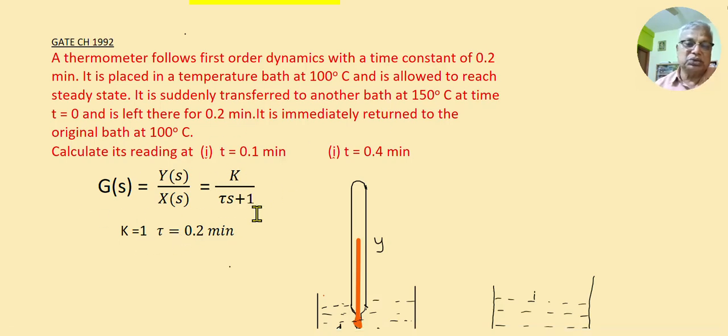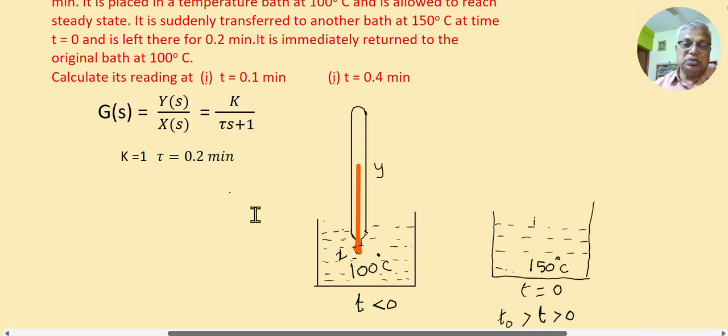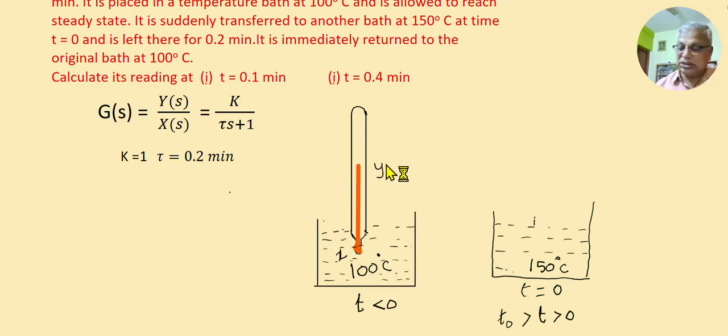So this is a thermometer, first order transfer function, where K is 1 and the time constant tau is given as 0.2. Now there are two temperature baths. Initially the thermometer is in the bath at 100 degrees Celsius. It has been kept there for a long time so that steady state is reached. So the bath temperature is 100 and the thermometer reading, Ys, will also be 100. So initially at steady state, for t less than 0, before the disturbance, xs and ys are equal to 100.